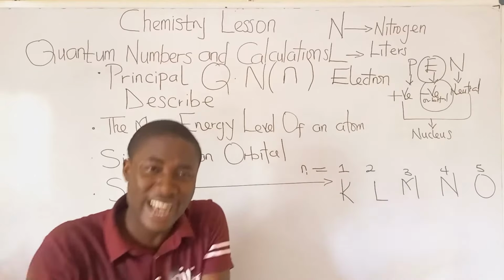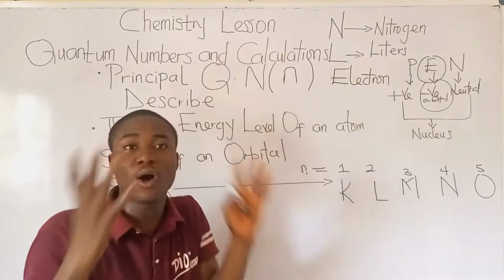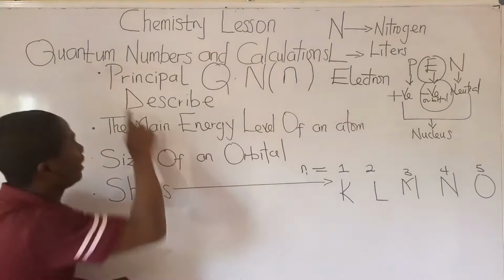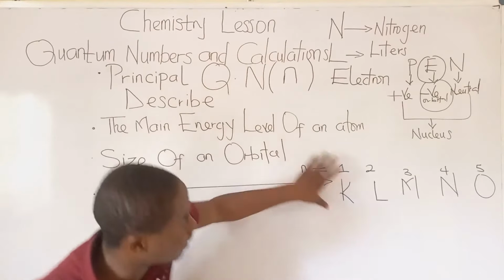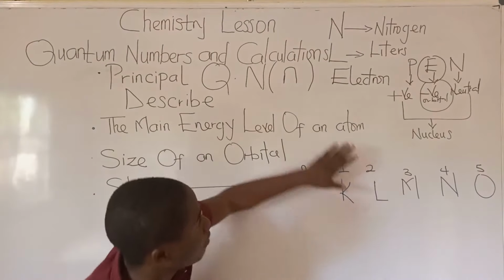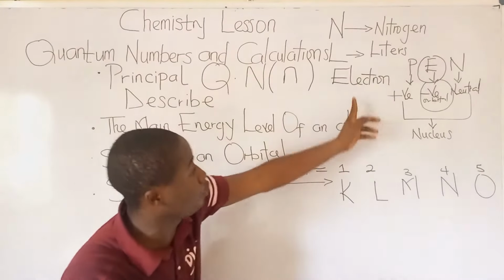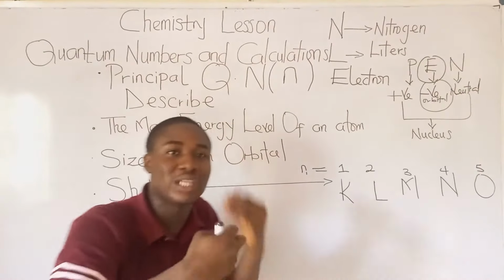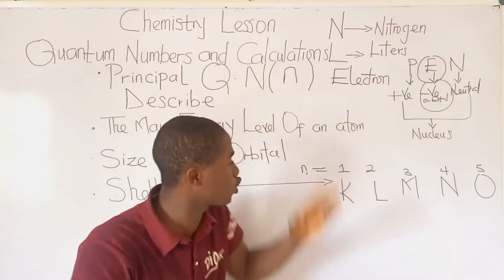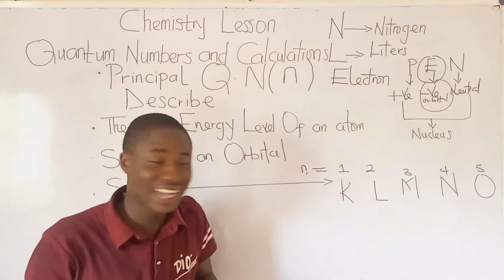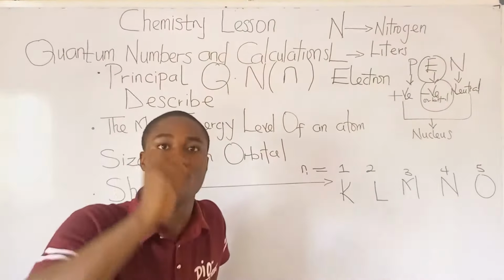Going over to the next quantum number, which is called the azimuthal quantum number, I'm going to write this representation up here so that we can always see it. As we progress in this class, you'll see how to solve practice questions under this aspect.